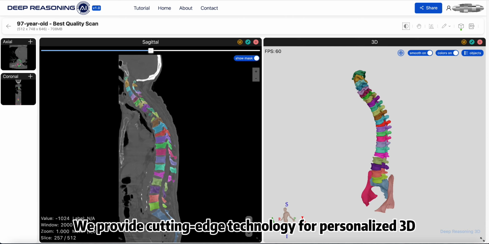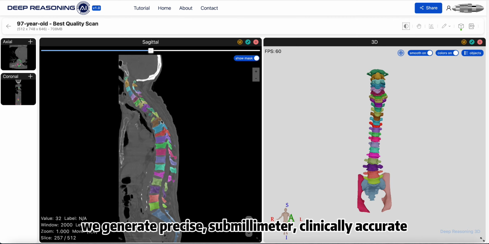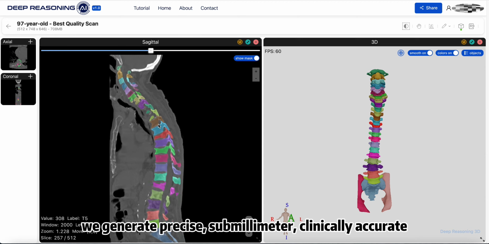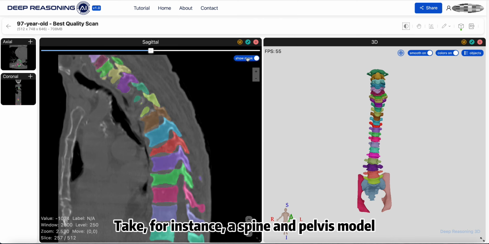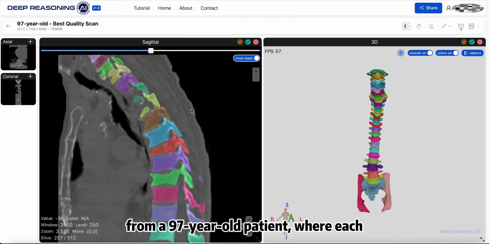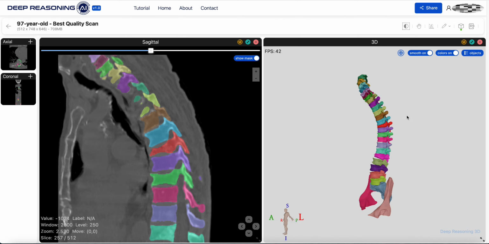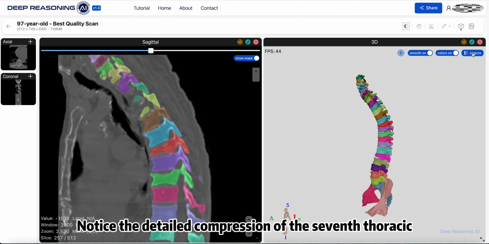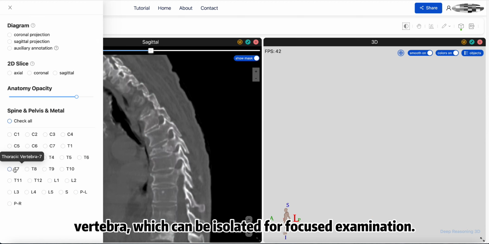We provide cutting-edge technology for personalized 3D anatomical modeling. By leveraging CT imaging, we generate precise, sub-millimeter, clinically accurate 3D models, all within minutes. Take, for instance, a spine and pelvis model from a 97-year-old patient, where each vertebra is precisely segmented and distinguished with unique masks. Notice the detailed compression of the 7th thoracic vertebra, which can be isolated for focused examination.